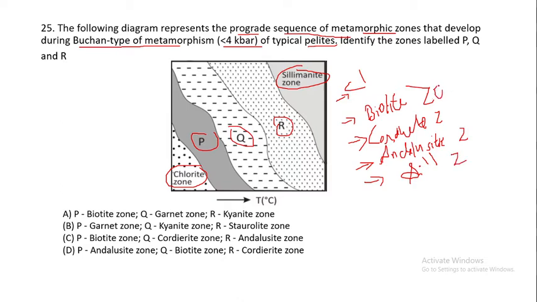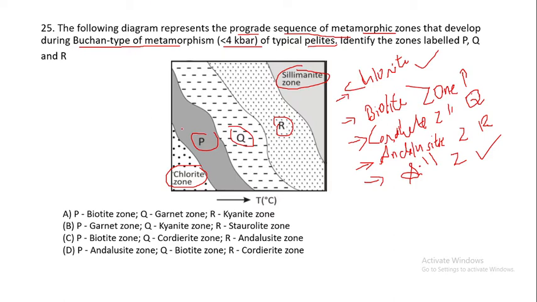Here we can see the zones. First is chlorite, second is biotite, third is cordierite, then andalusite and sillimanite. So this will be the order. We need to identify P, Q, R. So this is already given and this is already given. So the biotite zone is P, then cordierite is Q, and finally andalusite is R. That is P, Q and R.